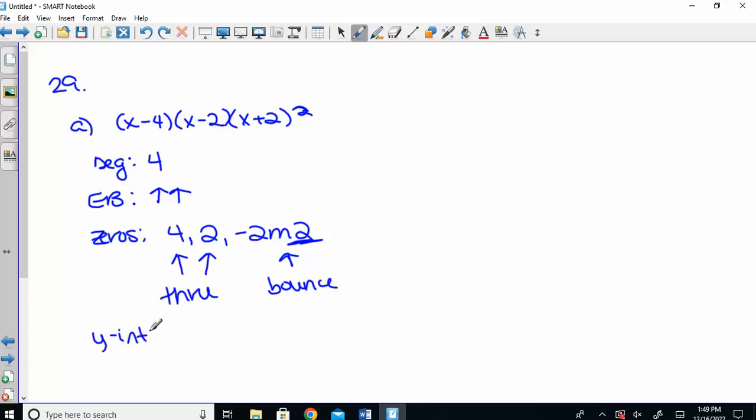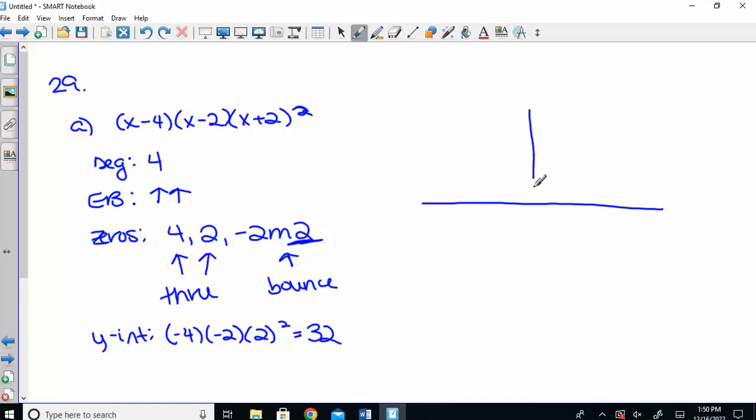Alright, and then we had to get the y-intercept. So if you plug in zeros for all of your x's, we get negative 4 times negative 2 times 2 squared. So 8 times 4 gives us 32. I gave you a grid. You probably had to count by something other than 1 in order to hit 32. I'm going to count by 4. So 4, 8. I hit my y-axis at 32.